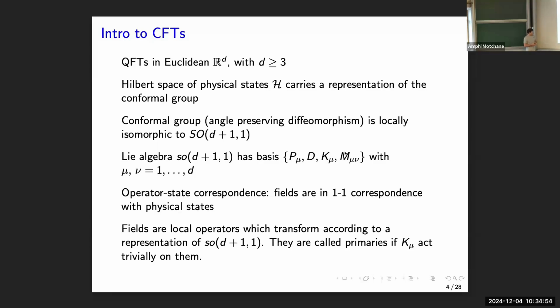Then we will mostly talk about fields and not a lot about states, and we can do this in CFT because we have the operator-state correspondence. So fields and states are more or less in one-to-one correspondence, and so we will talk mostly about fields, which for us are local operators that transform according to some representation of our conformal group. We'll be interested mostly in the operators which are called primary, on which K acts trivially.